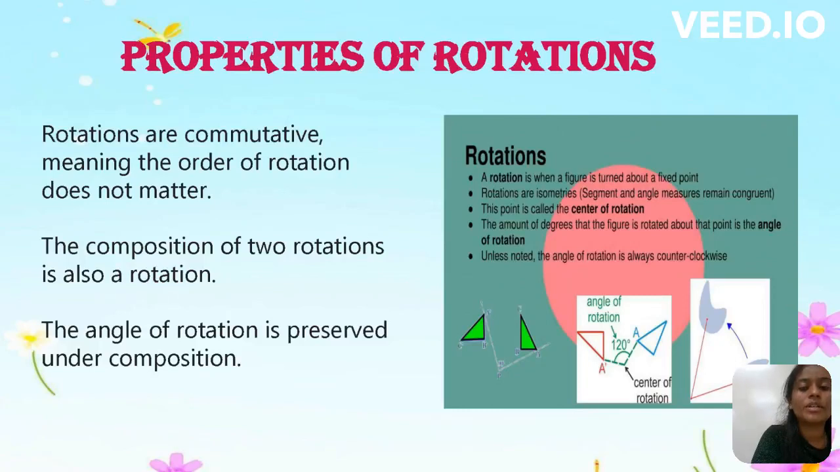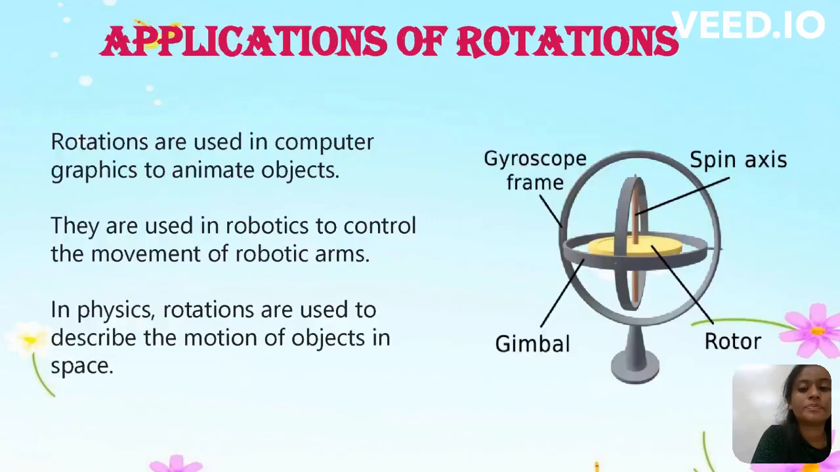Properties of rotations. Rotations are commutative, meaning the order of rotation does not matter. The composition of two rotations is also a rotation. The angle of rotation is preserved under a composition.